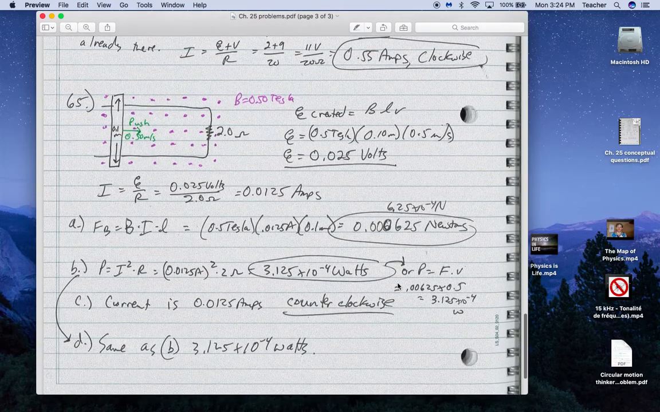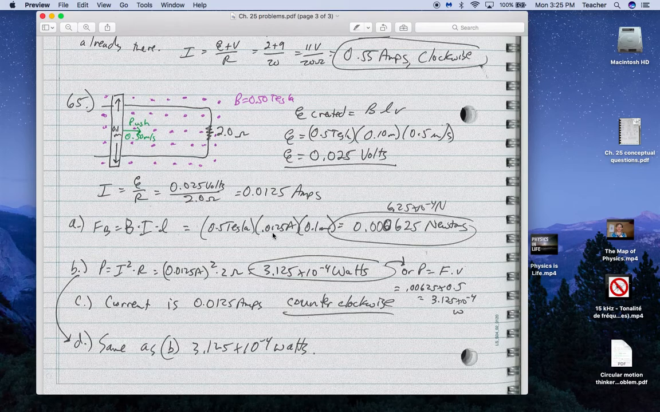This one, number 65, is very similar to some of the things you've got in active physics. We've got a 2 ohm resistor being pushed, going 0.5 meters per second. You know the length of the wire is 0.1 meters, so we can use BLV to figure out that voltage. You could also use change in flux with respect to time, which is B delta A over delta T. So I get 0.0125 amps.